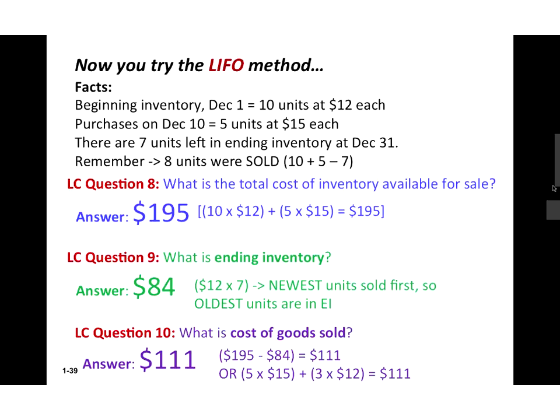For this last question, note that you could do it the difference way, which is the easiest way. Once in a while, if you don't have the difference, you have to do it directly. When we're talking about cost of goods sold under LIFO, that means we're selling our most recent stuff first. So if we sold 8 units, that means we had to have sold all 5 units from purchases. So we would have had 5 at $15, and then we would have had to sell 3 from beginning inventory to make up our total 8. So it still comes up with 111.